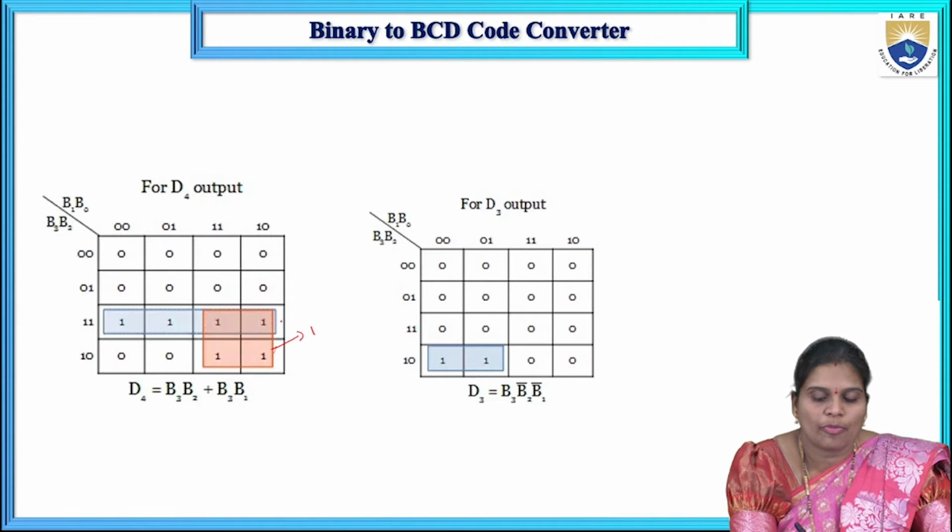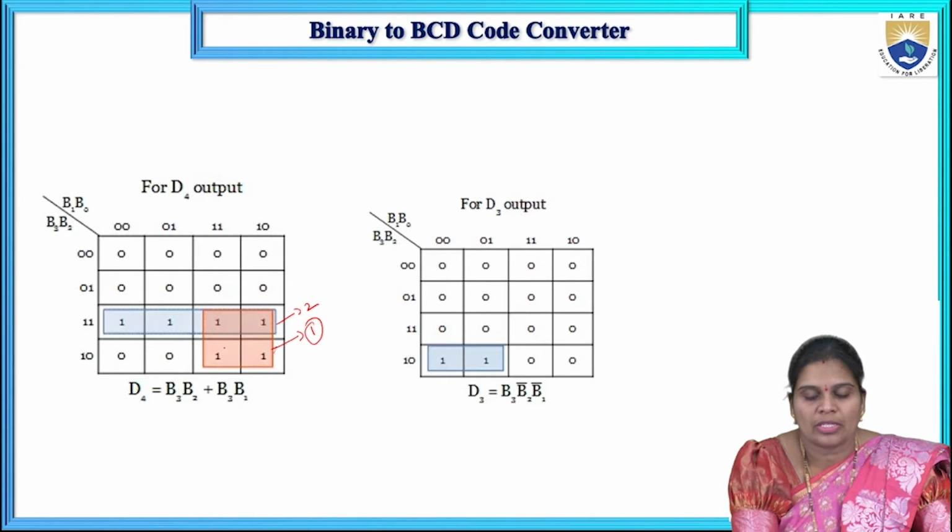For each and every group, we want to write the expressions. For this first group, these 4 ones, observe whether any variables are common on the left hand side, the vertical side. Only B3 is common in this row and this row. So B3 is common for the first group.